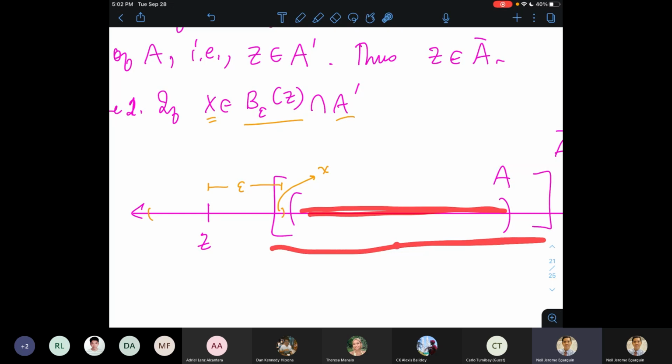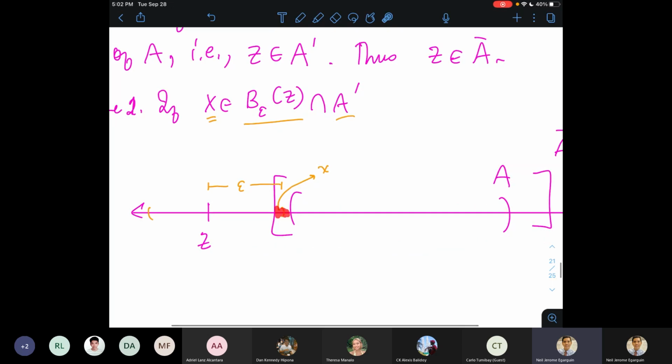A is this set. A bar is this bigger set. So in the worst case, A prime is the part in between, say it is not in A. That's just a generic scenario. But it can also be inside A.